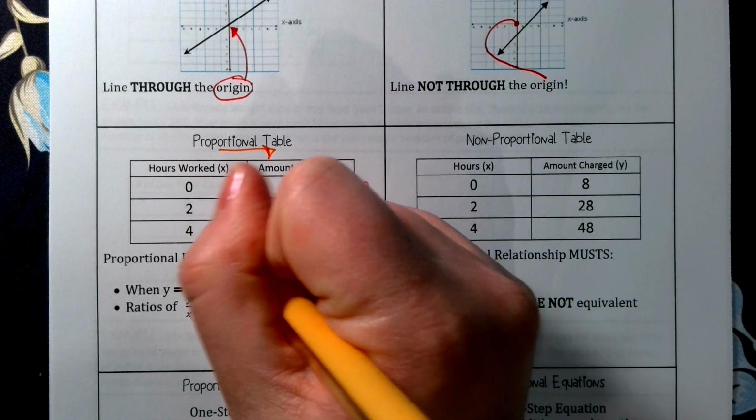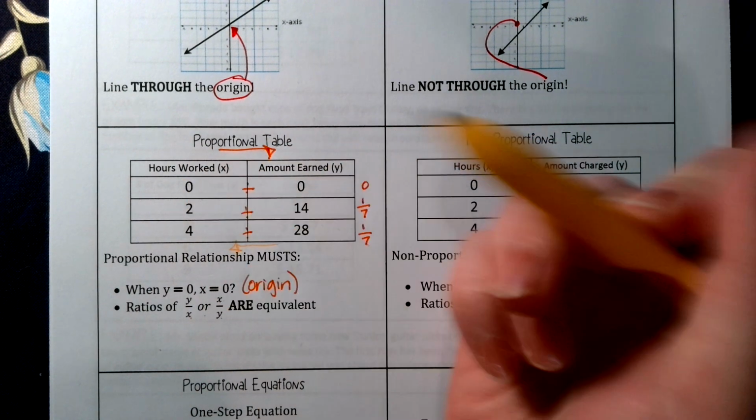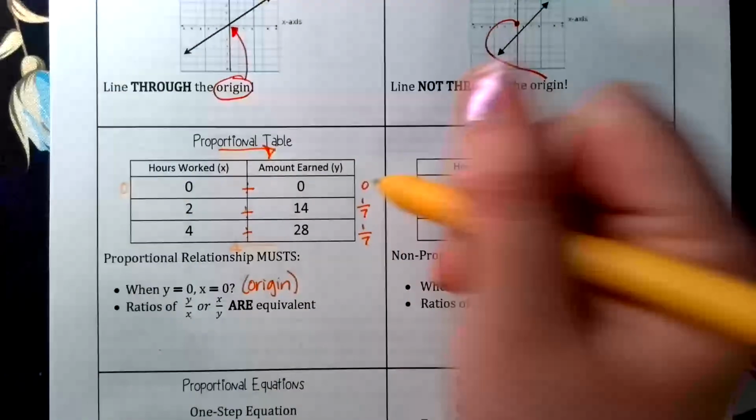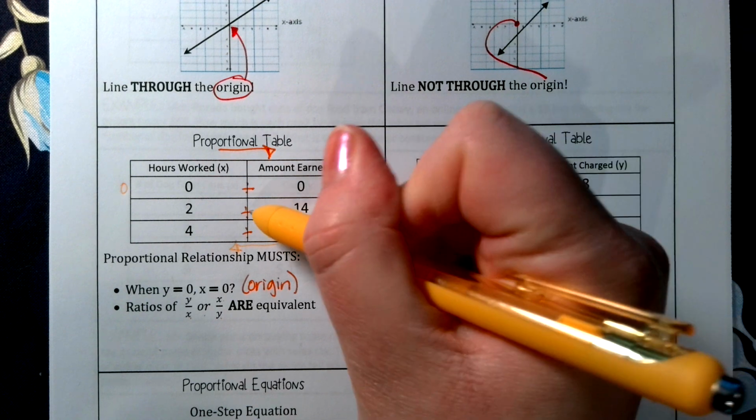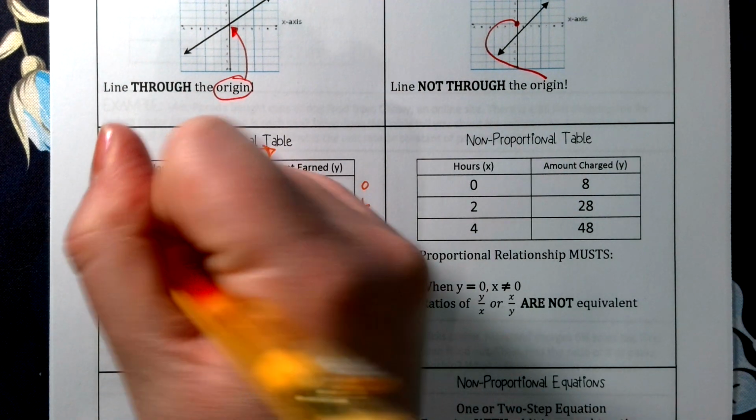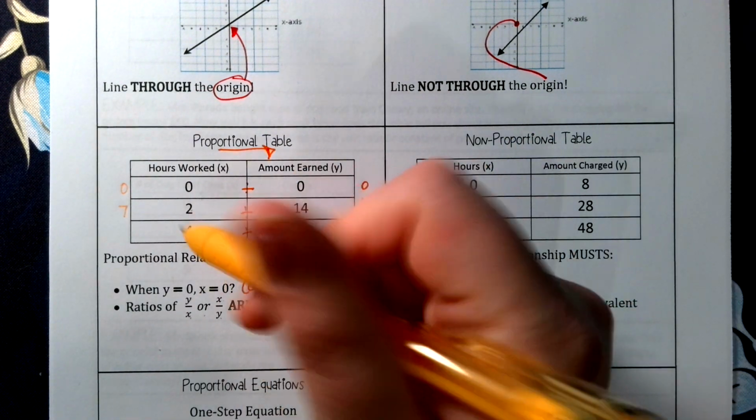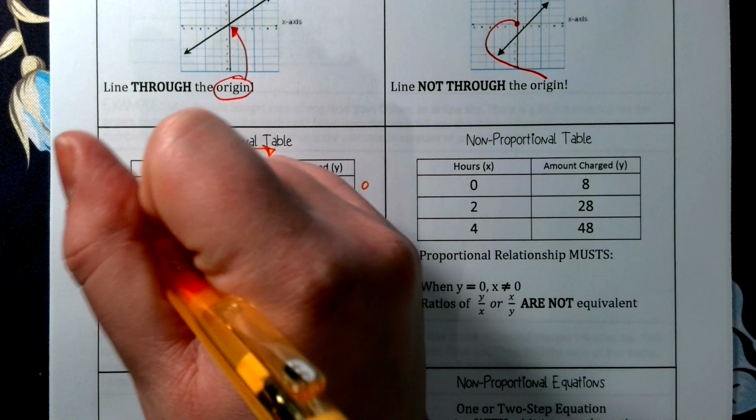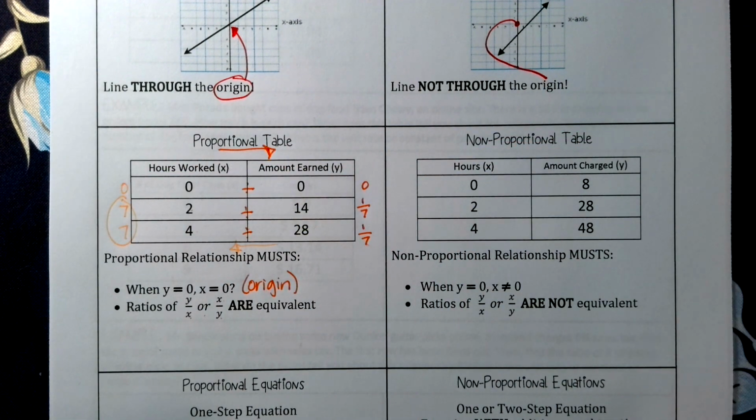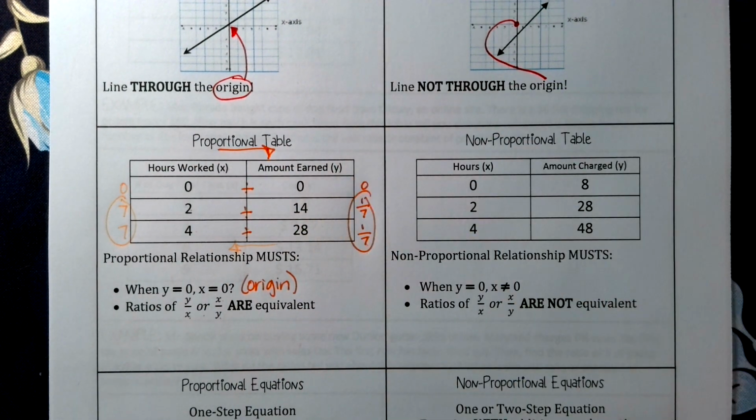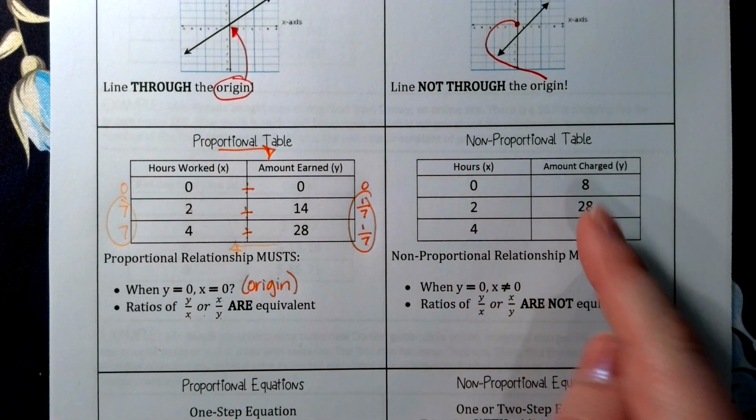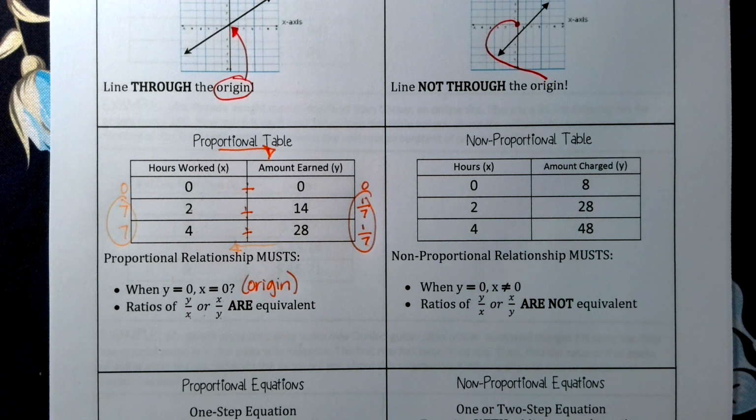If I go the other way with my division, 0 divided by 0, that's 0. The zeros, they really don't count. 14 divided by 2, that's 7. 28 divided by 4, that's 7. So I get the same numbers. I get 7, or I get 1/7. They are equivalent. On a non-proportional table, though, I'm not going to get the same thing.